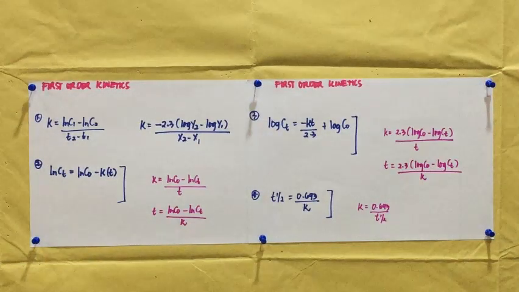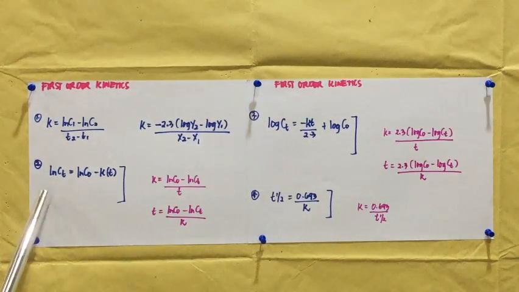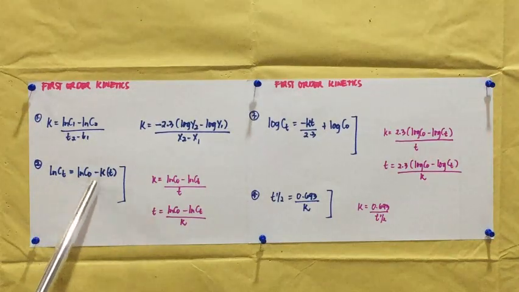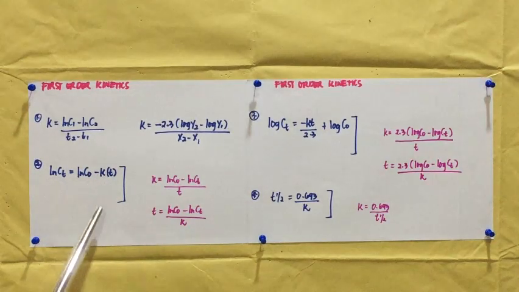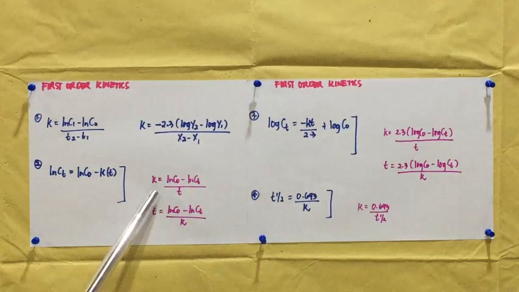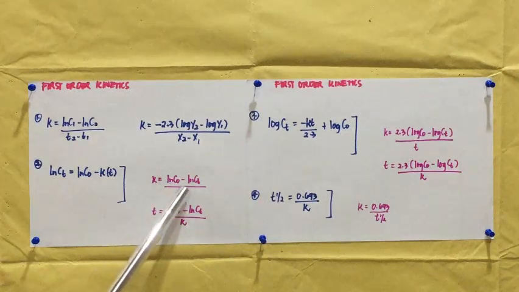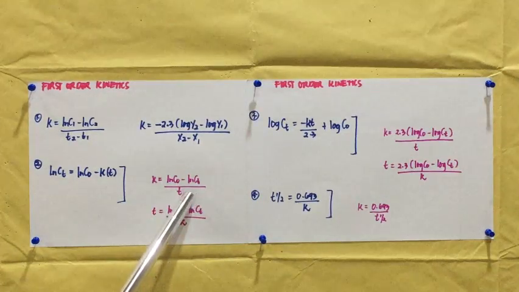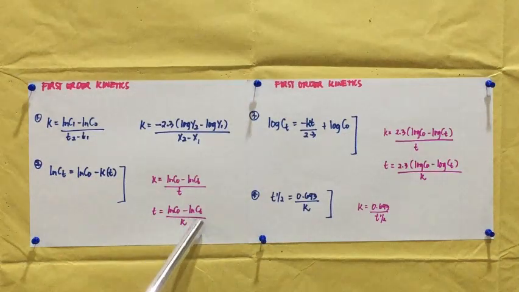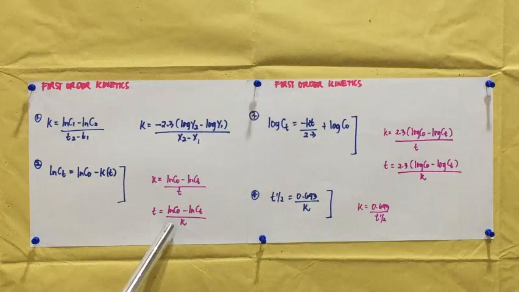Another formula that you should remember is this one, when there is an initial concentration that is given. ln Ct is equivalent to ln Co minus Kt. From this formula, we can derive how to compute for your K and T. So K is equivalent to ln Co minus ln Ct divided by T. And T is equivalent to ln Co minus ln Ct divided by K.